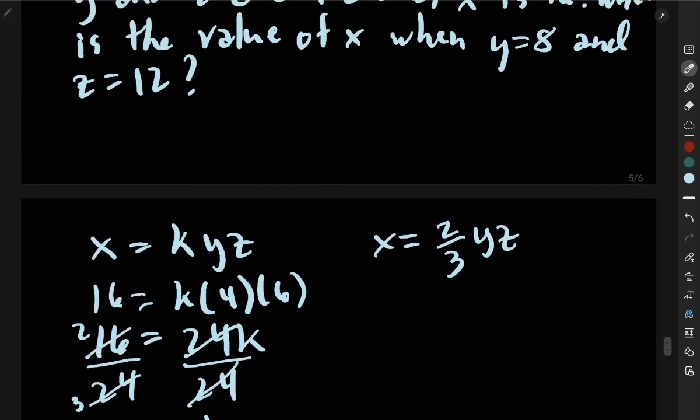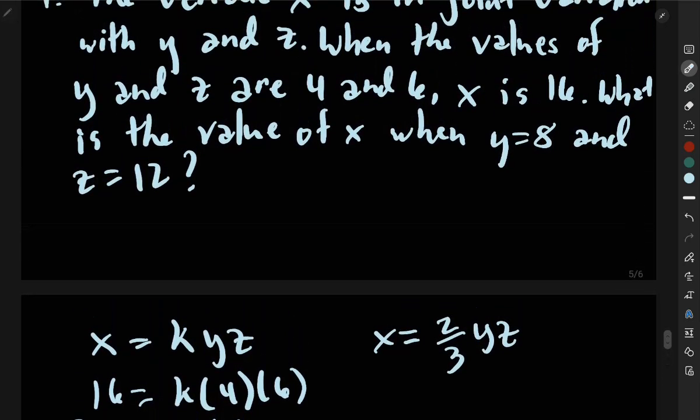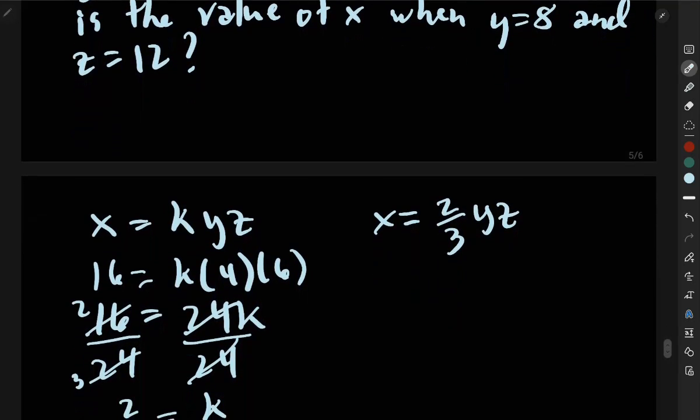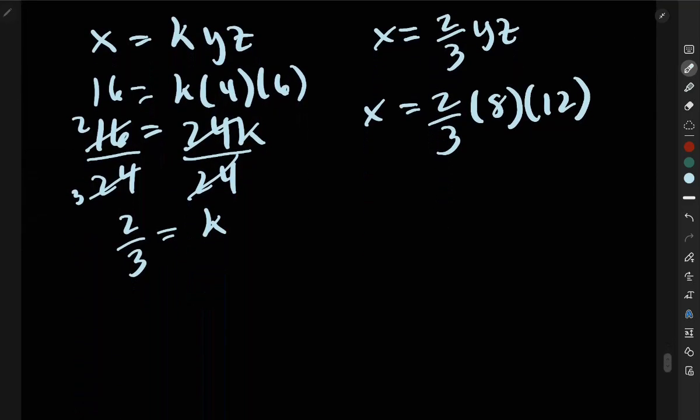Now let's go back to our problem. What is the value of x when y is 8 and z is 12? So x is equal to, we're going to substitute y with 8 and z with 12. So we can reduce 3 and 12, that is 4. Both are divisible by 3. So what's left is 2 times 8 times 4.